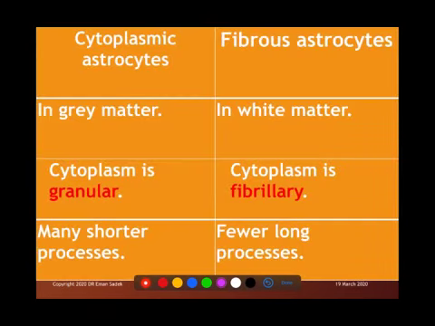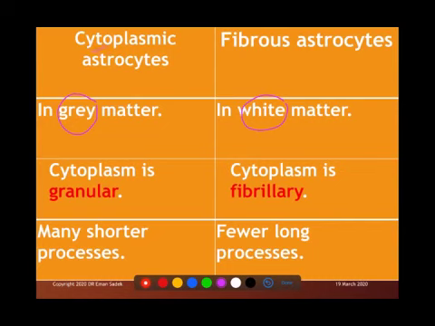What are the differences between the cytoplasmic and the fibrous? The cytoplasmic is related to the perikaryon, so it is present only in the gray, while the fibrous is present in the white matter. So the astrocytes in general are present in both gray matter and white matter. But the type which is present in the gray matter is called the cytoplasmic.